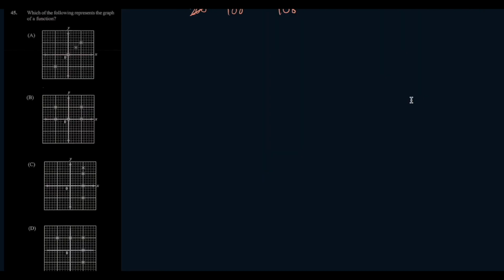So for this one, it says, which of the following represents the graph of a function? So I'm going to just connect all of them. All right, so based off of these, when we do a vertical line test, we're not supposed to hit any of the lines more than once. So let me give you an instance when that would occur. That would occur when we have straight vertical lines like this.